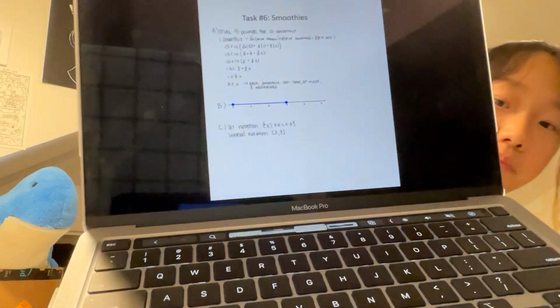So, task 6. One of my team members finds out that each smoothie can have at most 3 nectarines. For B, they plot the line. For C, they find the set notation and interval notation.